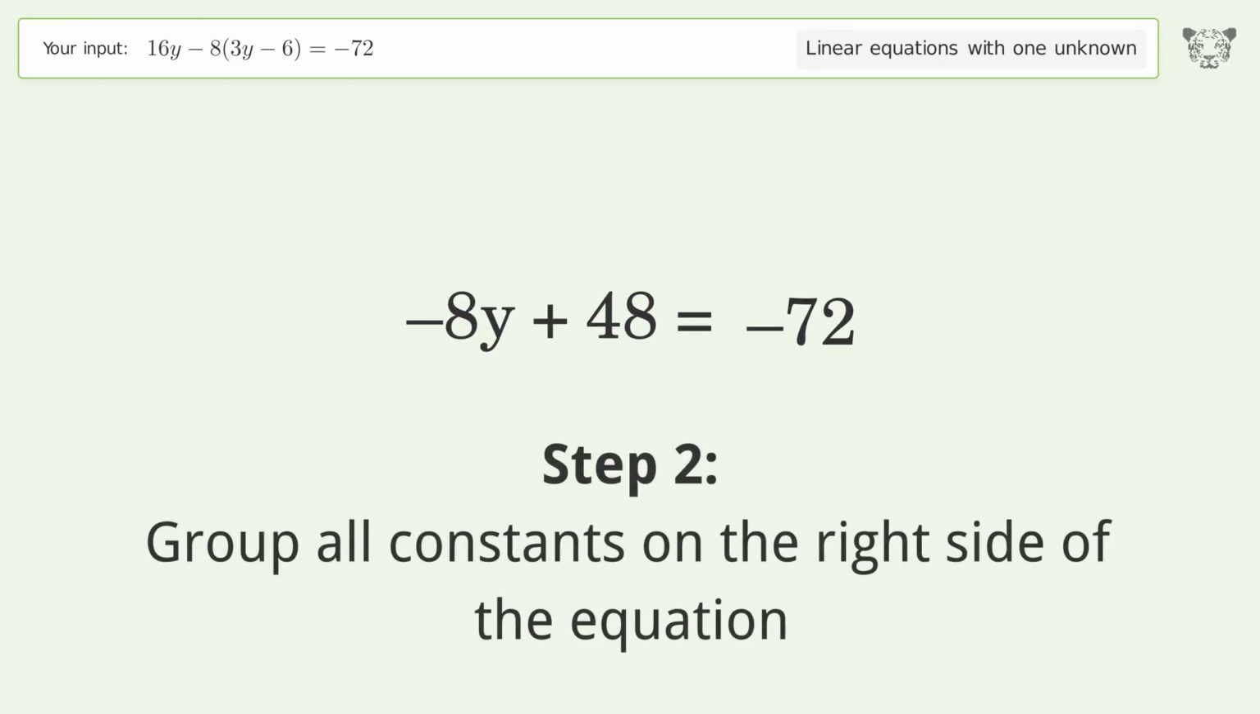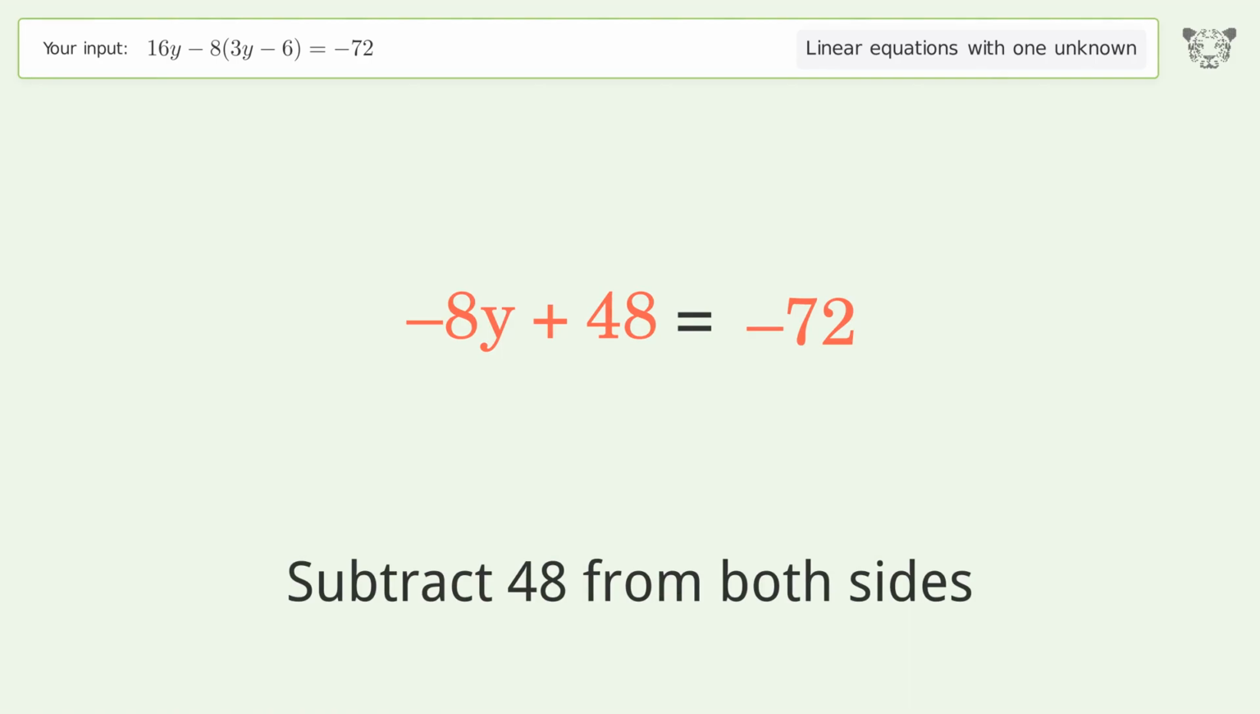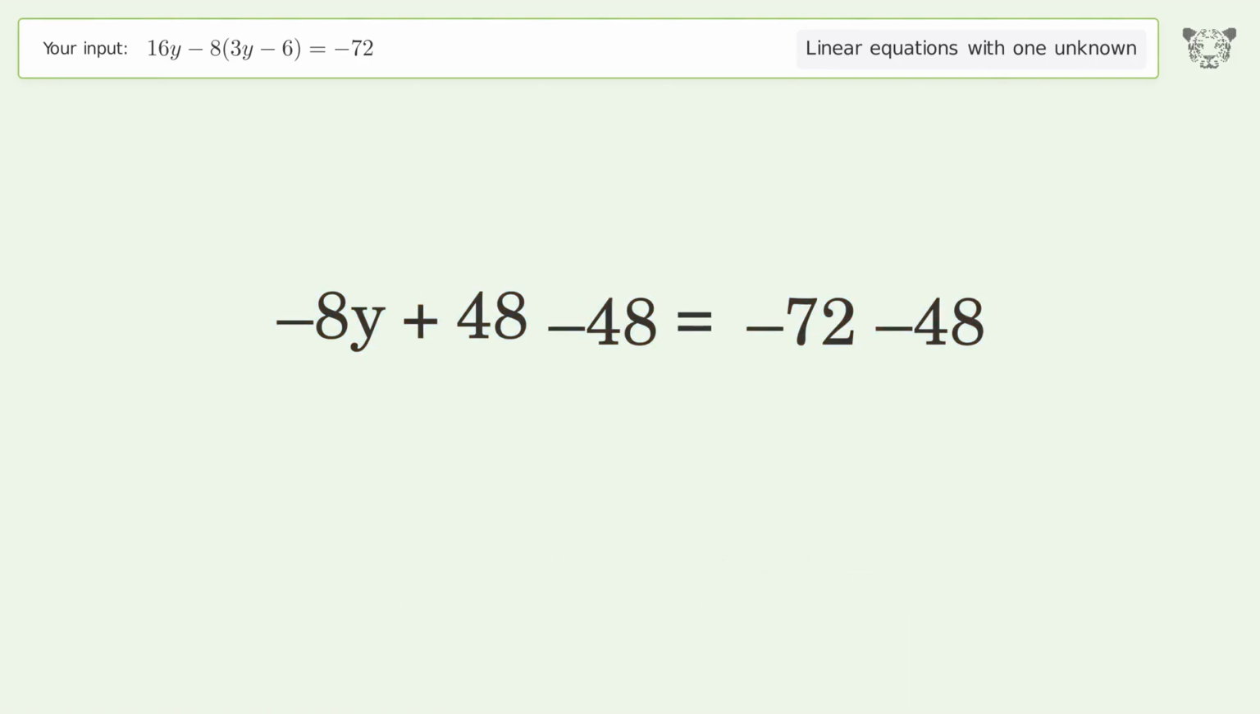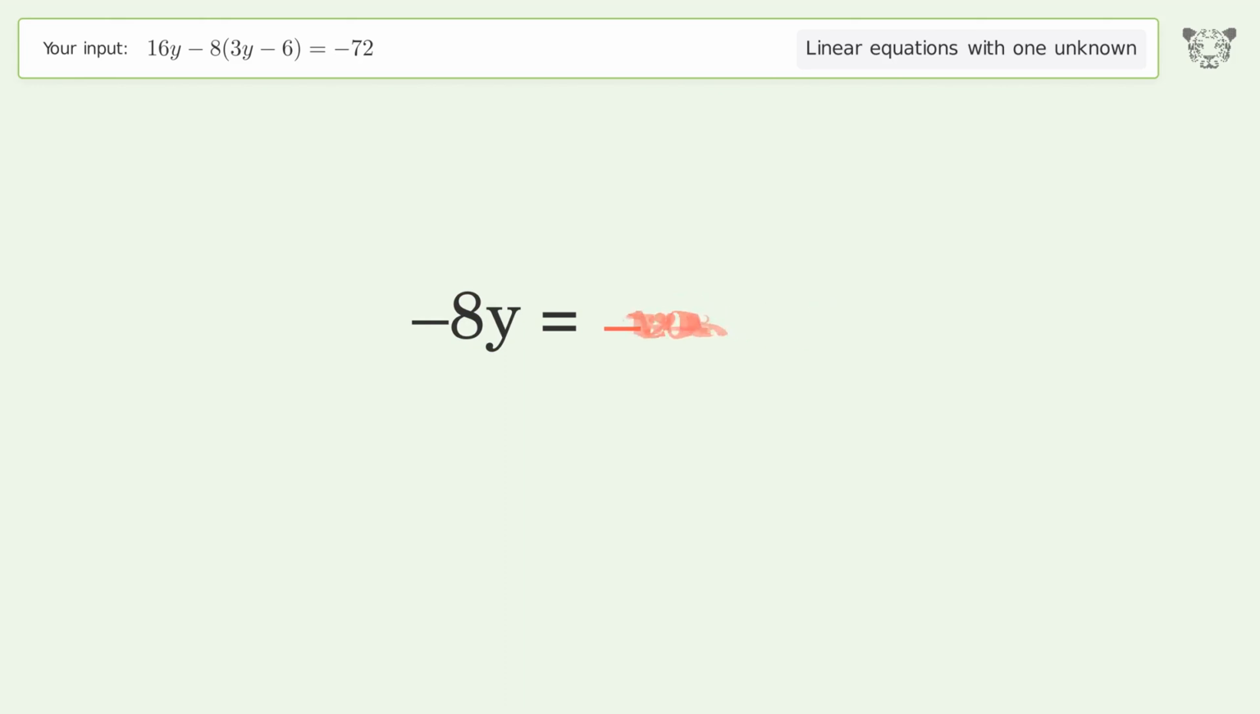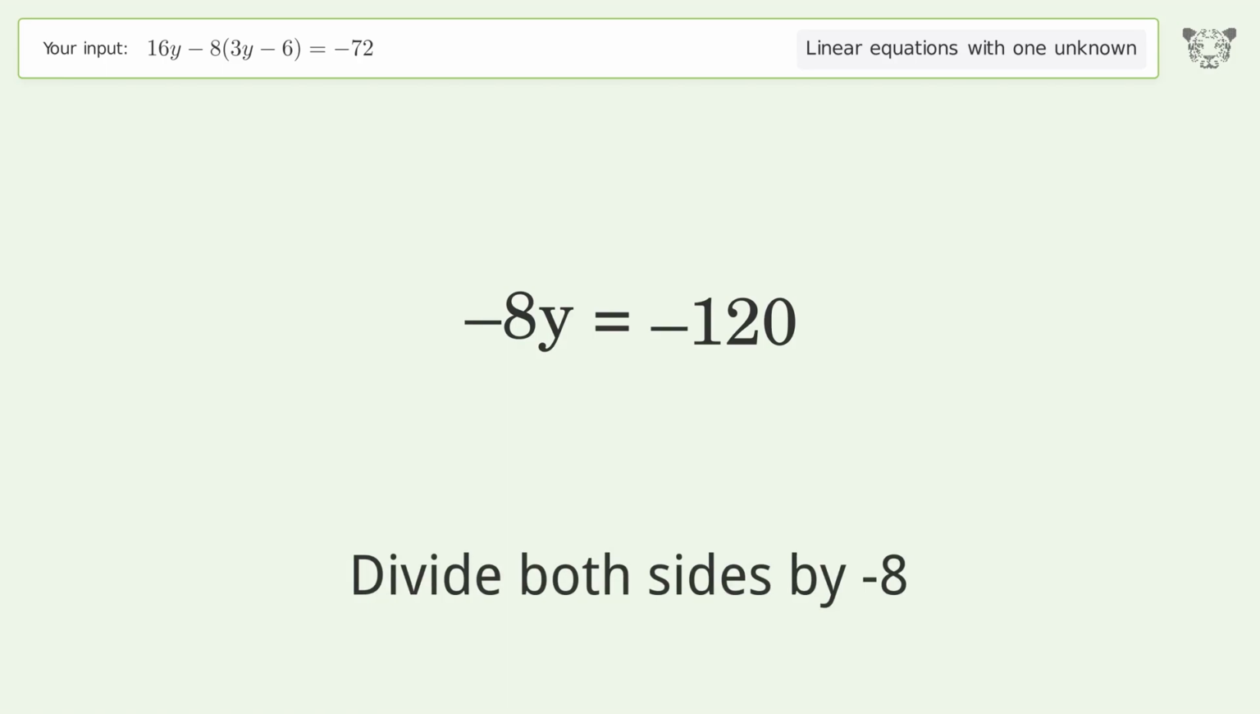Group all constants on the right side of the equation. Subtract 48 from both sides. Simplify the arithmetic. Isolate the y. Divide both sides by -8.